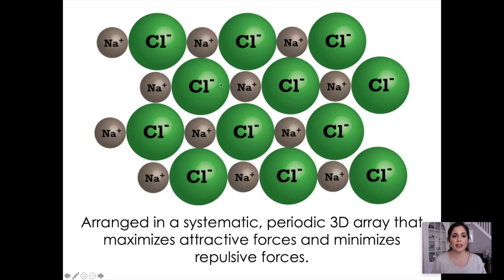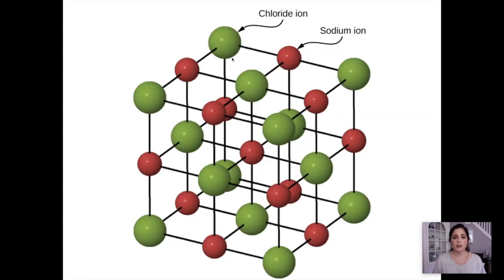If you have chloride ions surrounded by all other chloride ions, they're going to repel each other because positives and negatives attract. So your ionic structures are always arranged in a systematic, periodic 3D array that maximizes attractive forces and minimizes your repulsive forces. And the only reason why it looks like these chloride ions are touching is because this is drawn in 2D. It's kind of hard to see it when it's flat on paper. But in real life, this would look more like this. So this would be more of a three-dimensional structure.